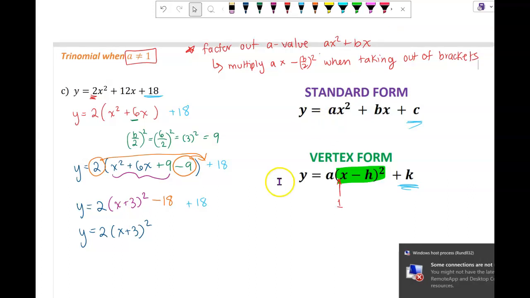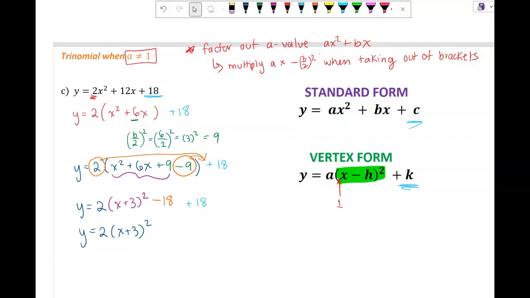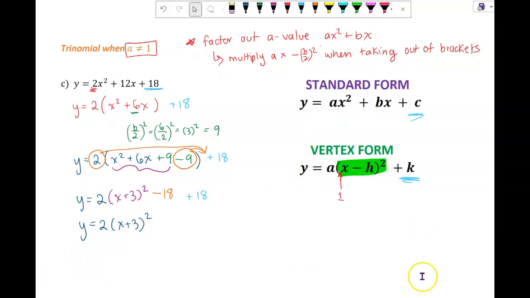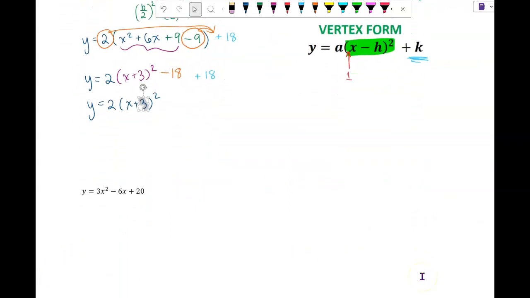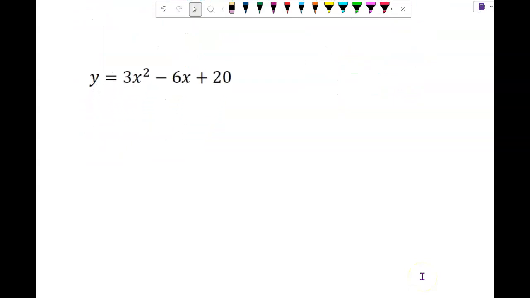Okay, so we're going to try one more just to make sure that we understand this. So now we have the example of y equals 3x squared minus 6x plus 20. As we stated, we need to remove that a value first, so we're going to factor it out. So we have 3 factored out. What's left over would be x squared. Negative 6x divided by 3 would be negative 2x. And then we're just going to leave that plus 20 at the end.